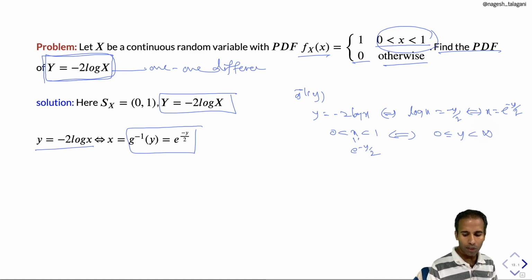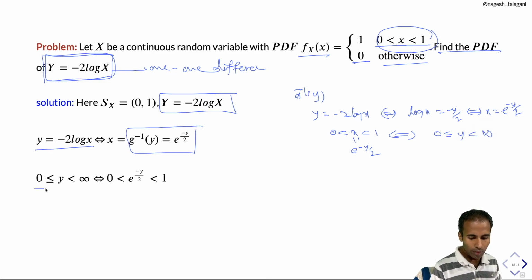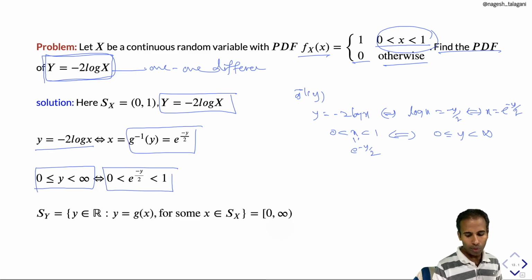So here we can see that 0 less than or equal to y less than infinity if and only if 0 less than e power minus y by 2 less than 1, which is nothing but x. Now the support of Y is going to be the values that g can take on the support of X. As you know, x varies from 0 to 1, y varies from 0 to infinity. That's why the support of Y is going to be 0 to infinity.